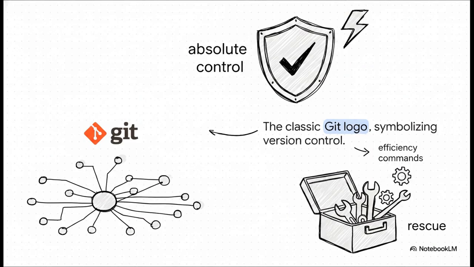Now, obviously, Git is an immensely powerful version control system. It is the backbone of modern software development. But today, we're focusing specifically on advanced rescue and efficiency commands that every single developer needs. We're moving way beyond the basics to give you absolute control over your project's history.